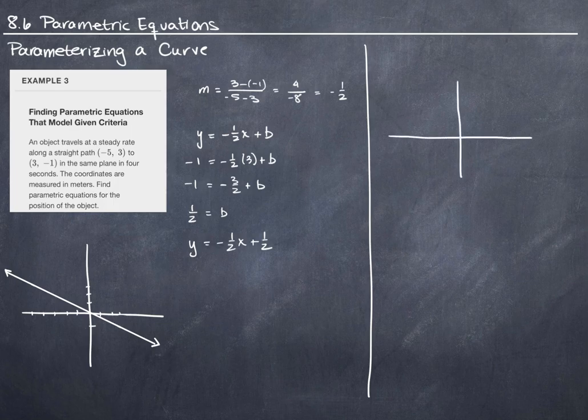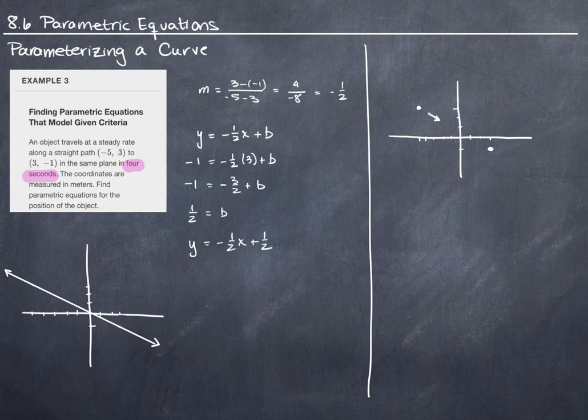I have the points -5, 3, which is about there, and 3, -1, which is about there. And I know that I'm starting at -5, 3. It's going from -5, 3 to 3, -1. So I'm going in this direction. One of the things in the equation that we haven't even talked about really yet is that it takes 4 seconds to make this trip.